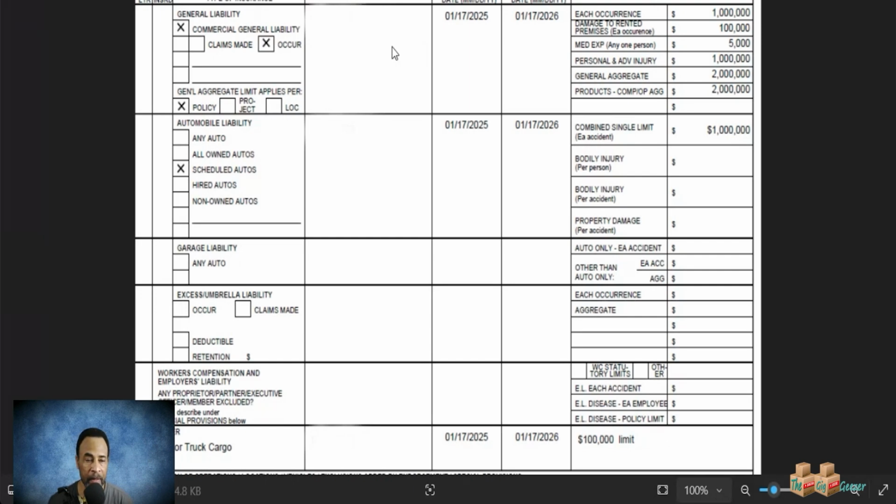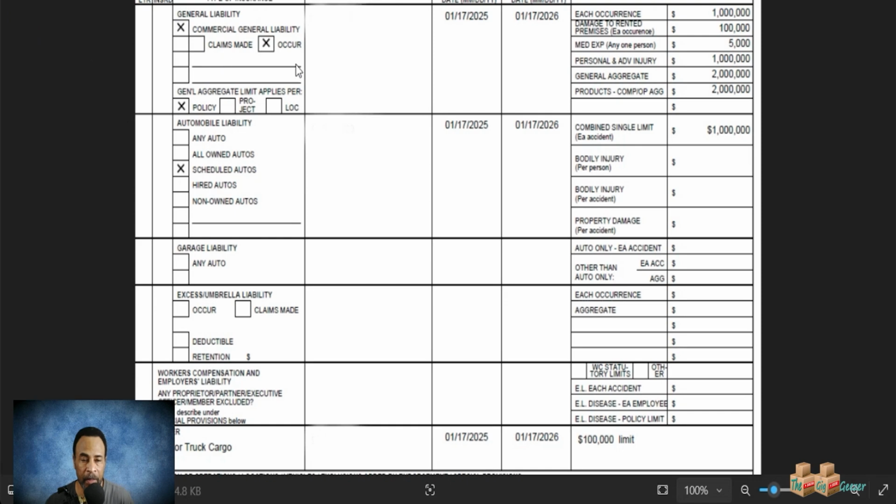Now, the next section is automobile liability. I mentioned here scheduled autos. It could be any auto that could be operated by you in a business, but I use scheduled auto. Scheduled auto is just one way of declaring specific vehicles on your policy. And if you have multiple vehicles, you may want to specifically note which vehicles are covered under the policy instead of just any random vehicle.